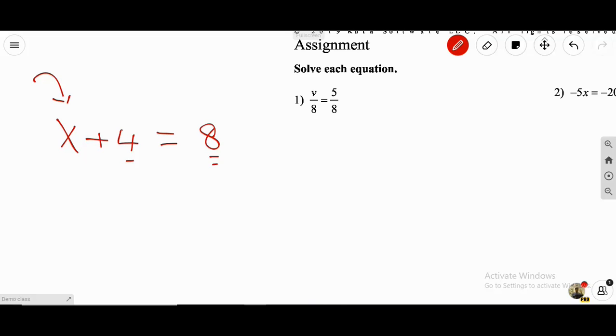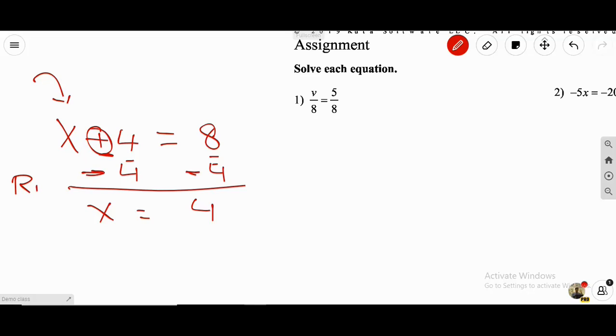But there could be bigger numbers involved in the equations, so we need to come up with some simple rules. Rule number 1 is, whenever there is addition in the problem, we need to subtract. So here I'm going to subtract 4 to get x equals 4. So I just subtracted 4 on both the sides because there was an addition sign in the problem.